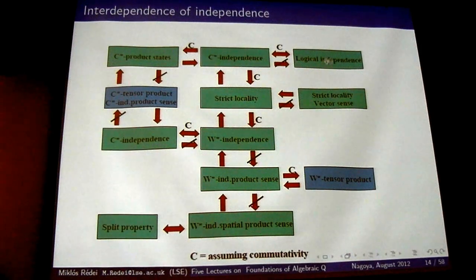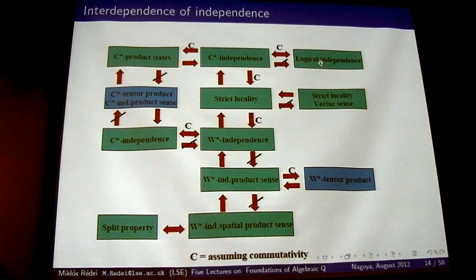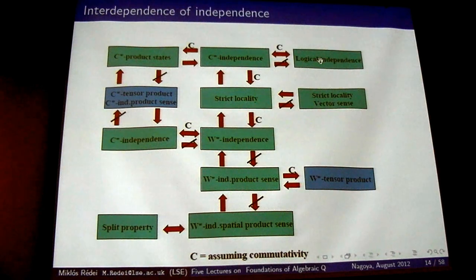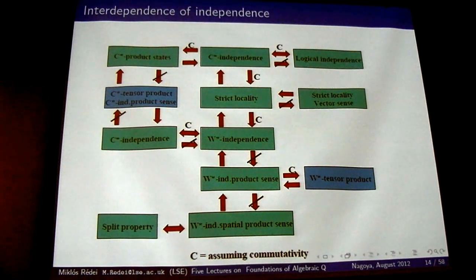So C-star independence is equivalent to logical independence if you assume that the subalgebras are commuting, but if they are not assumed to be, then they are not equivalent. C-star independence does not entail logical independence. Yes, I mean strict locality. Strict locality was defined here.